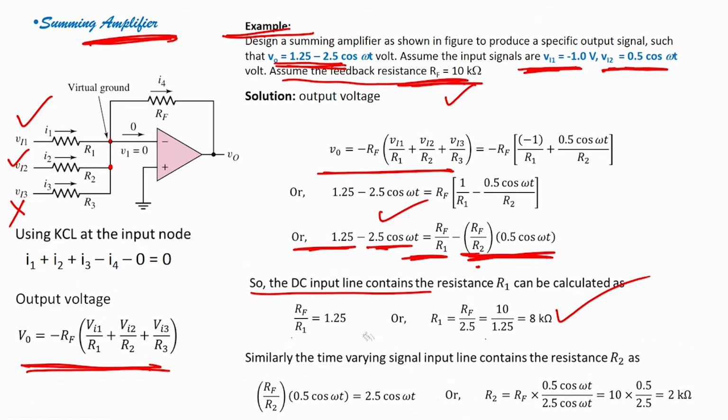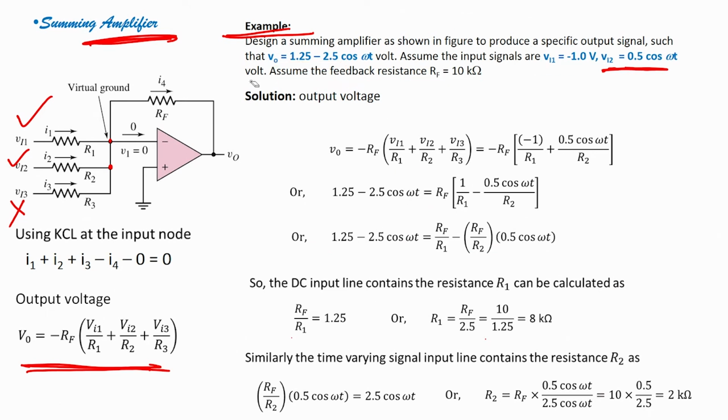Summing amplifier is nothing but an inverting amplifier connected in a way that you have more than one input voltage. Here you can see, so that you can take a summation of those input voltages. It can be n numbers, like this it can be until n. This is R n, V I n, n times.